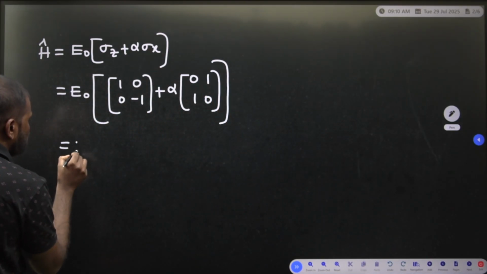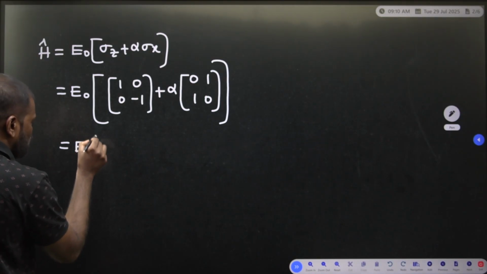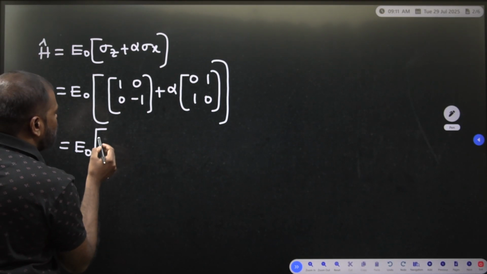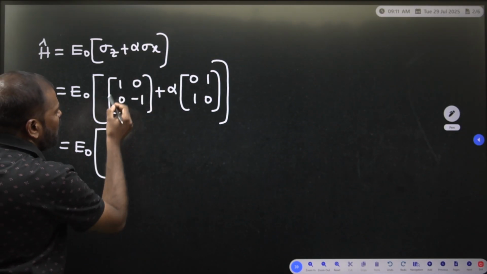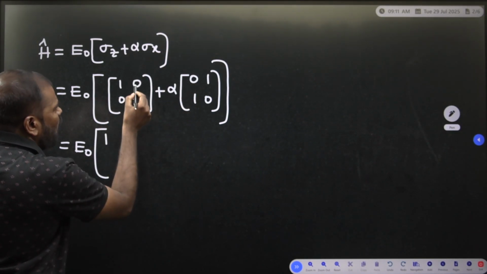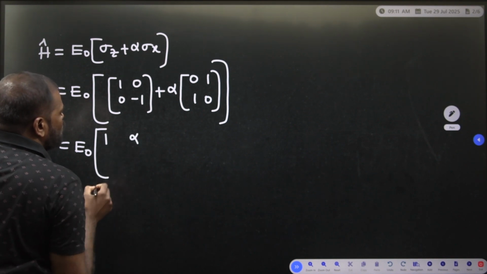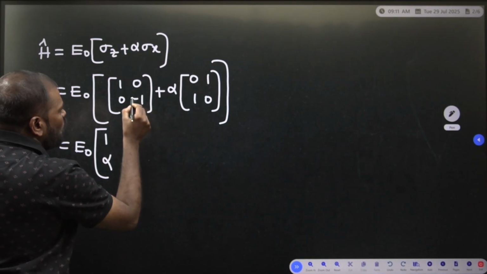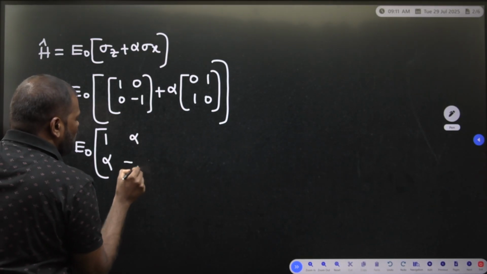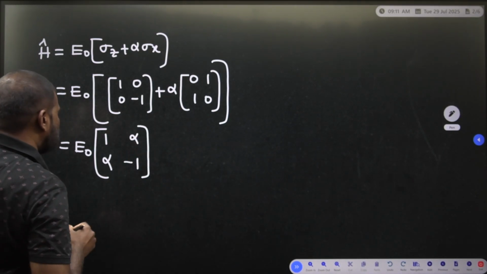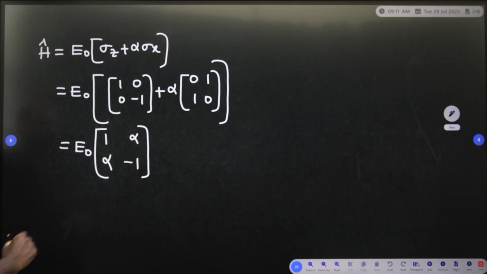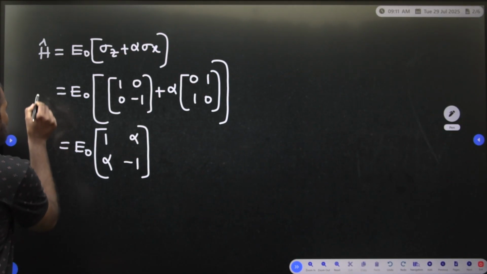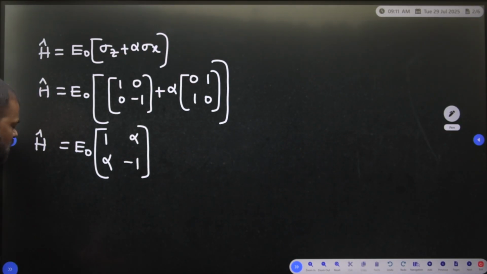So you have to write E0 times the matrix and add the matrices. Then 1 plus 0 is 1, 0 plus alpha is alpha, 0 plus alpha is alpha, and minus 1 plus 0 is minus 1. So you get the matrix with entries 1, alpha, alpha, minus 1, which is the Hamiltonian operator matrix.